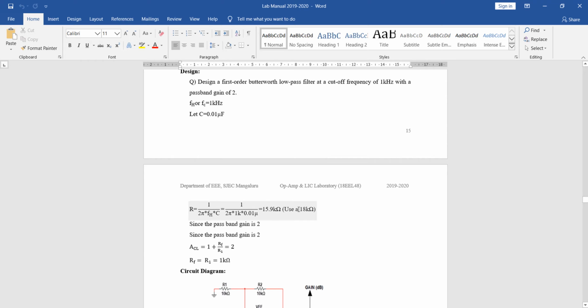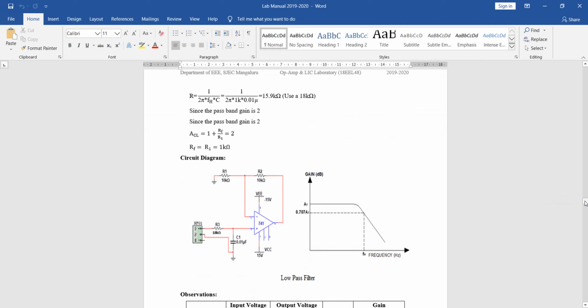R is equal to 18 kilo ohms, as we are using a standard value. The actual value obtained from the calculation is 15.9 kilo ohms. Now we use the standard resistance value, which is 18 kilo ohms.